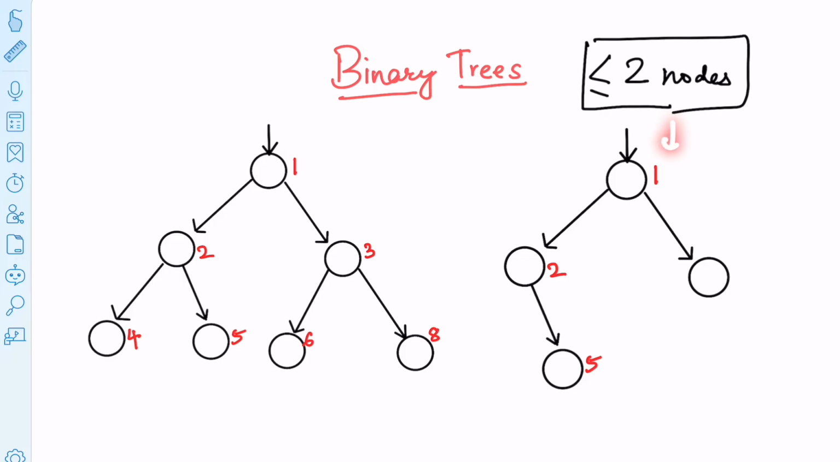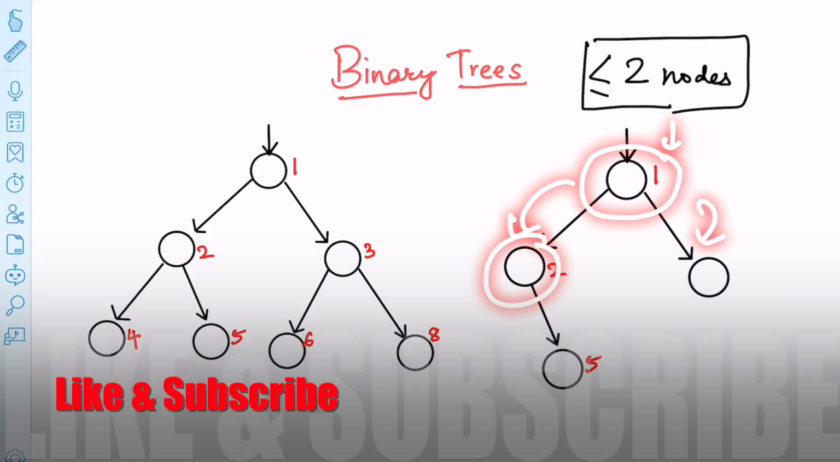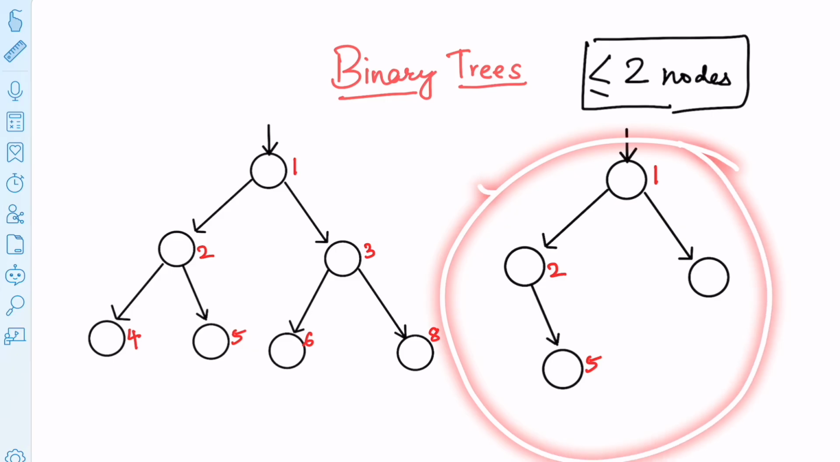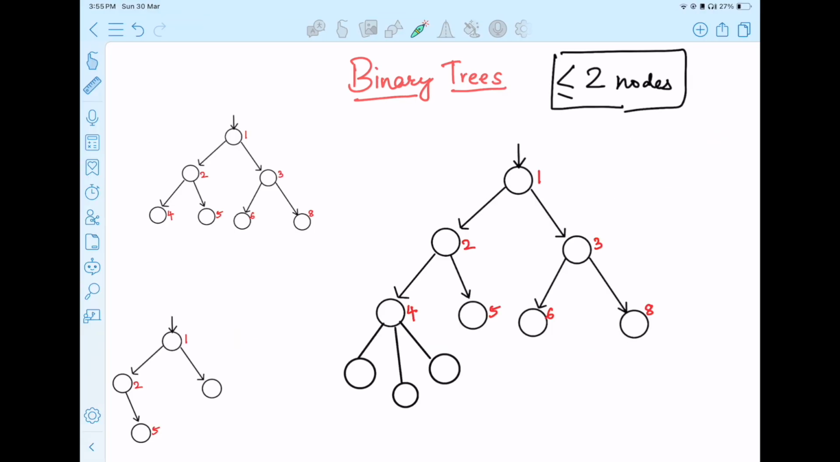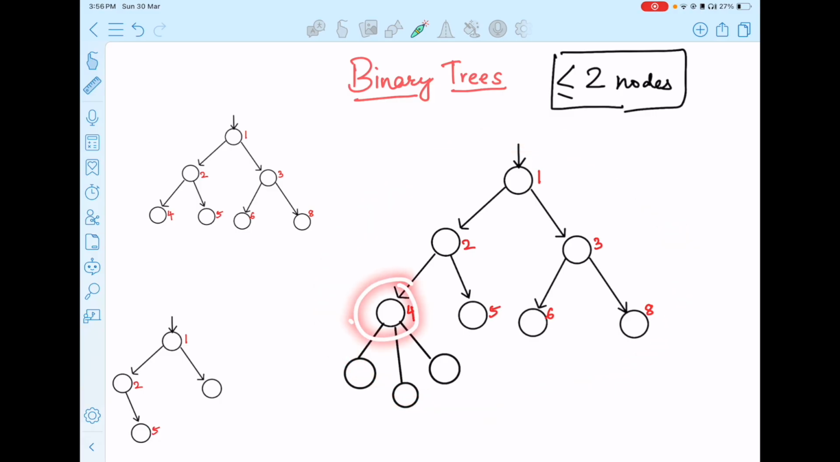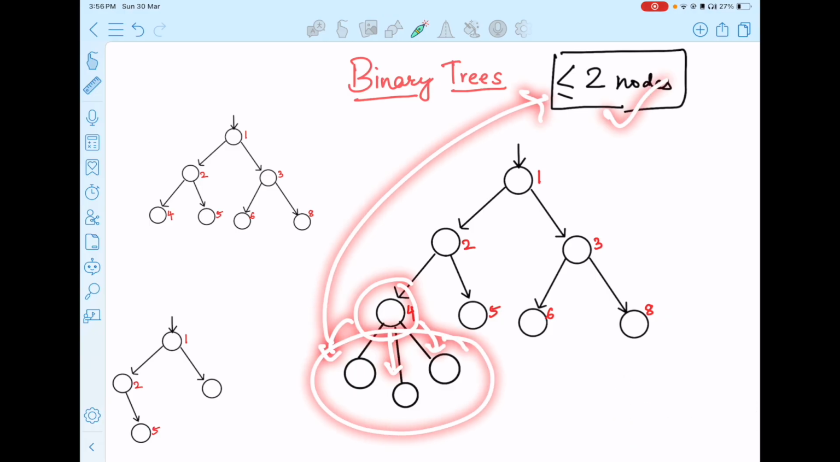In the case of this tree, 1 has two children, which is again not more than 2, 2 has only one child, and 5 has no children. Considering all of the nodes in this tree conform to this particular property, this tree is a binary tree. However, if we consider this particular tree, in the case of node 4, we have 3 children. Since this has 3 children, it does not conform to this property. That's why this tree is not a binary tree.